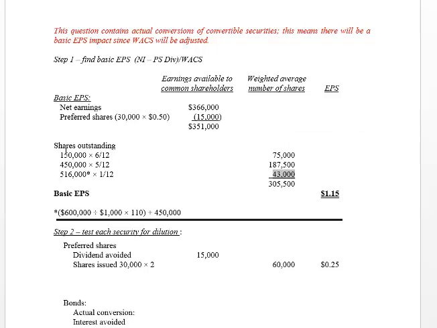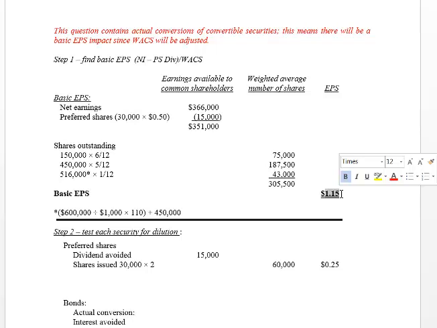43,000. So if we multiply all these lines across to get the numbers on the right, and then we add them all up, you're going to see we're going to get a weighted average common shares for the year of 305,500. So if we take our $351,000, which is our numerator, net income less preferred share dividends, divided by our WACS, which is here, we're going to get $1.15 per share.